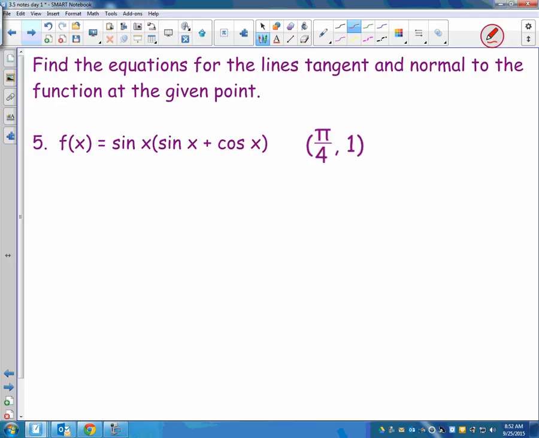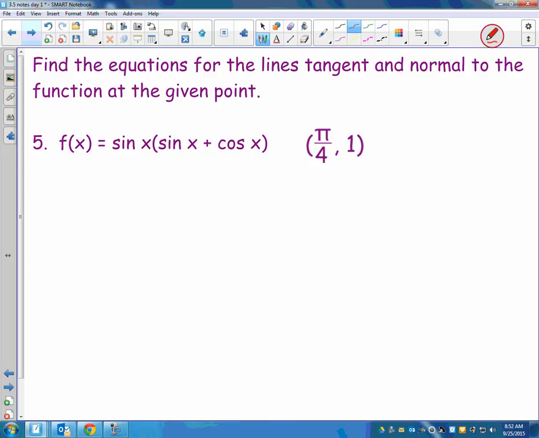Find the equations for the lines tangent and normal to the function at a given point. So remember that a tangent line is drawing that line into the curve using the derivative. They give us a point. We've been doing this a lot, but step 1 is we have to do the derivative of this.